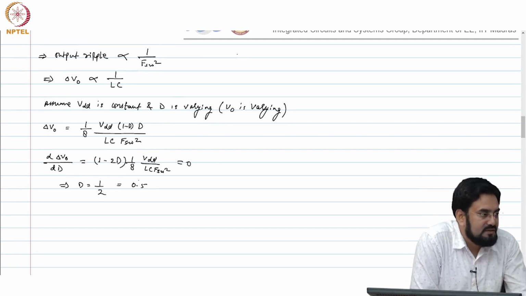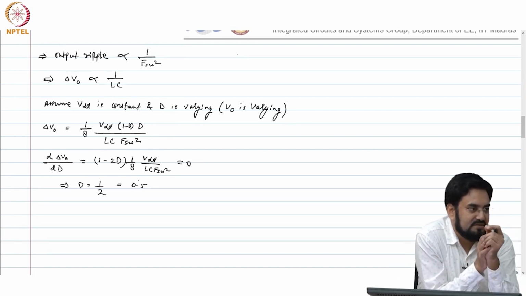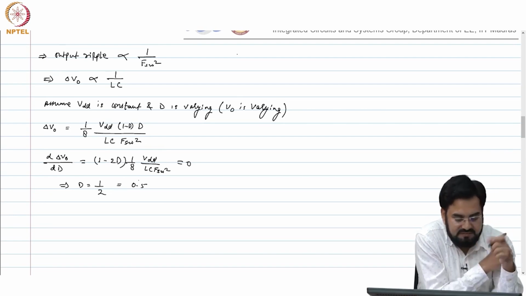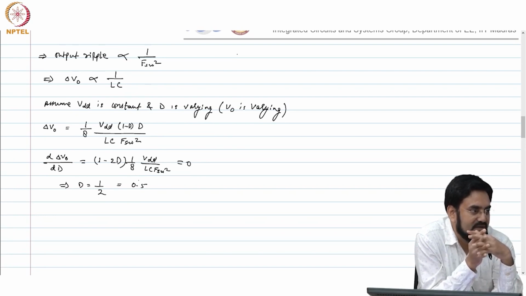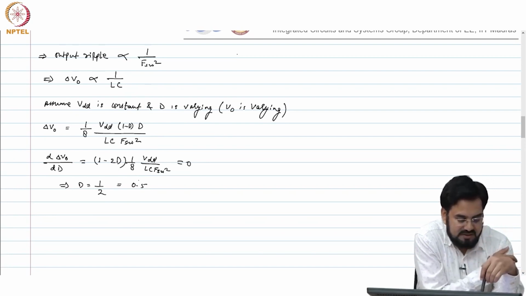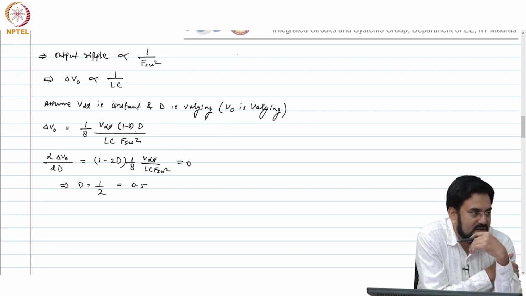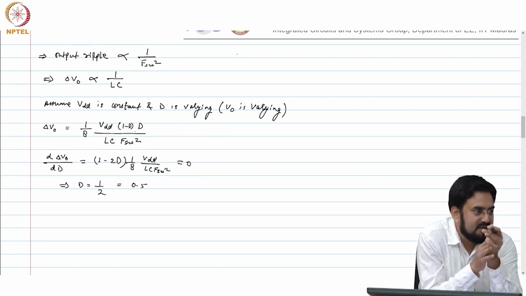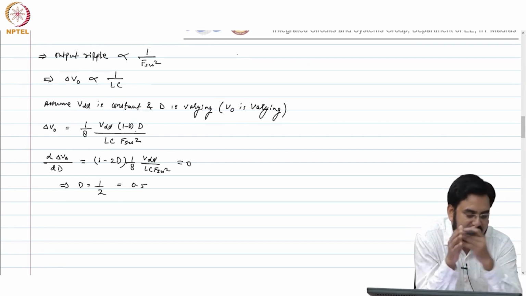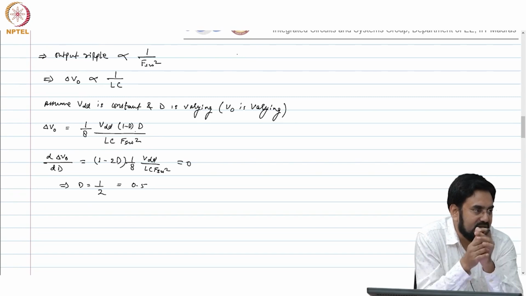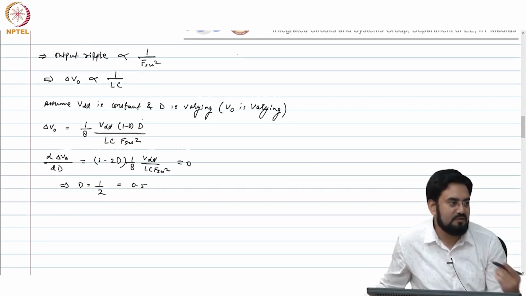you get the maximum, which means on both the other sides the ripple is less. If you look at here, this is a parabolic function, so it has a symmetry around 0.5 because it is a (1 - D) into D. So, if D is 0.5, then this product becomes 0.25. At any other duty cycle you will see there is a symmetry. So, 0.1 will be equivalent to 0.9 because one will become 0.1, the other will become 0.9. Same as 0.2 is equivalent to 0.8.